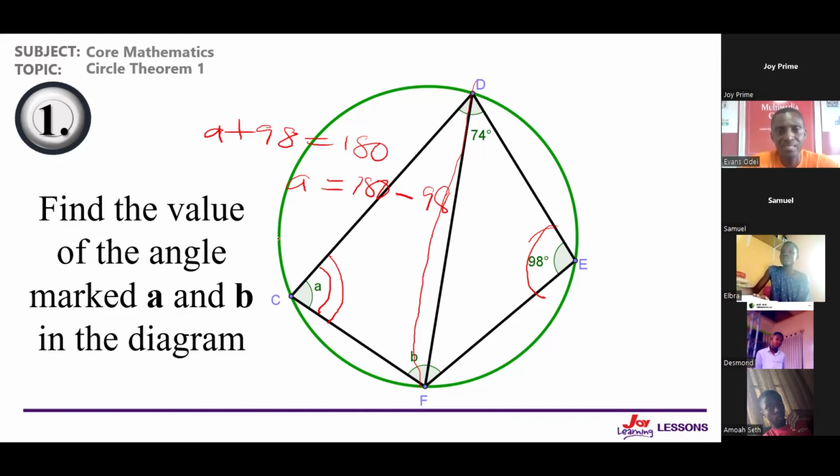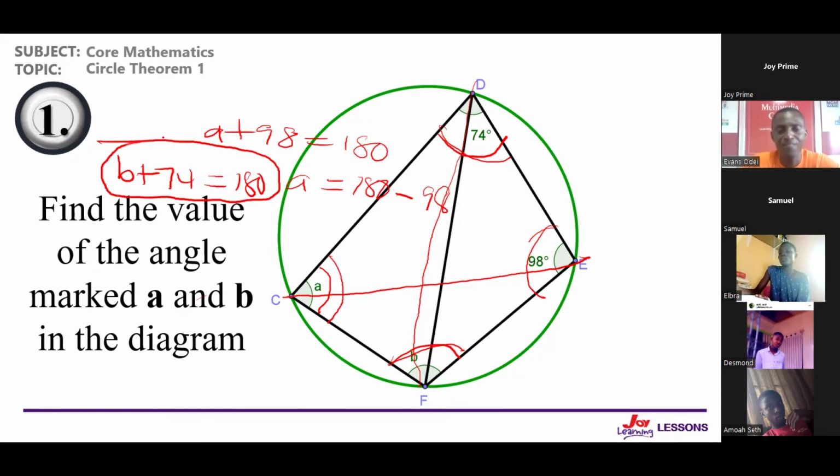Then how do we find B? B and the 74 are also in opposite segments. Check this one. You see this one? They're in opposite segments. So again, we can say whatever angle is here plus that should add up to 180. So we can do B plus 74 equal to 180. And I'm sure everybody can find B, right?